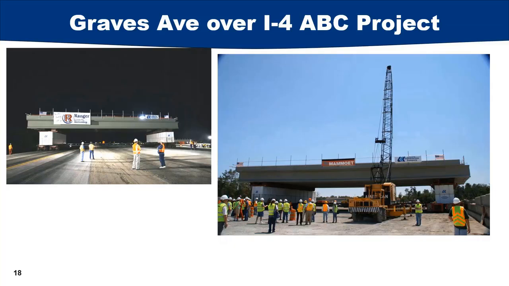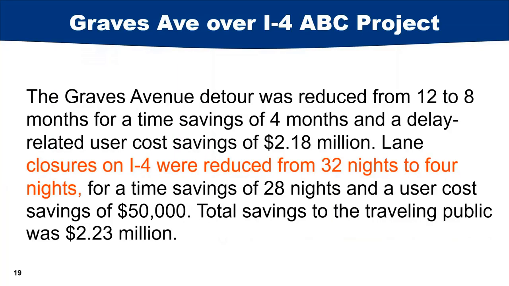So now what's important, now this is the material that is reported by the Florida DOT, Florida Department of Transportation. We took it from their website. According to the FDOT, the lane closure on the I-4, because of using ABC, was reduced from 32 nights that would be associated with the conventional type to 4 nights. The number that I'm going to give you doesn't include the user cost. So the user cost saving, according to FDOT, was $2.23 million.